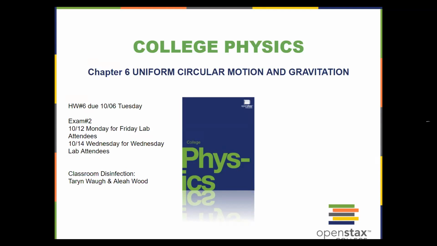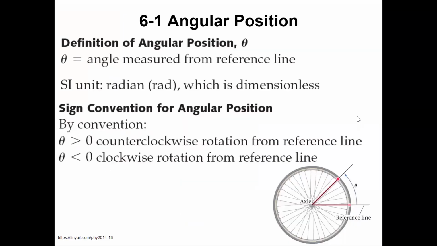All right. So last time we got started with chapter 6 on uniform circular motion. So let's have a quick review of what we mentioned last time. So for circular motion, you have circular or angular position. We define that as the angle measured from a reference line, just like position is measured from a reference point at the origin.